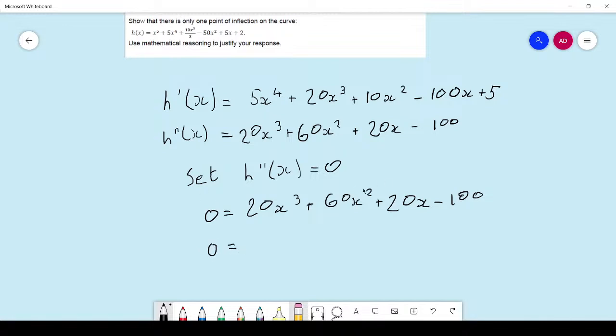0 equals, right, so let's try factoring an x out the front and see what we end up with, because I don't think you guys have solved cubics before. So if we take an x out the front, we might be able to work with what is left in the brackets. So factorization, take x out the front, means we'd be left with x times 20x squared gives us this, plus x times 60x would give us this, plus 20, x times 20 gives us this, and then of course minus 100 left out here as well.